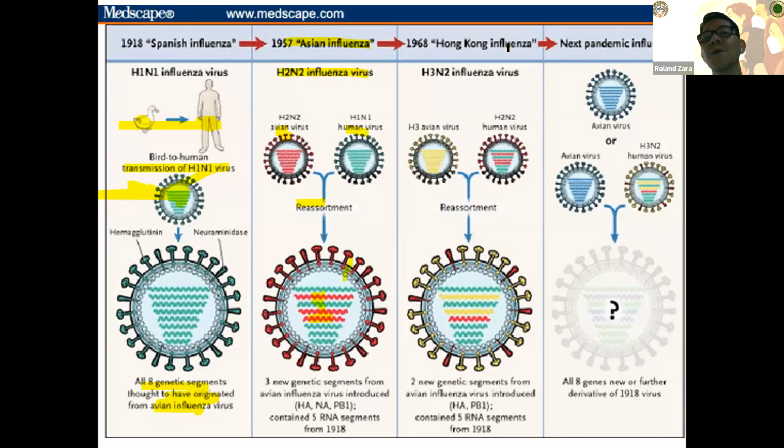1968, there was a Hong Kong influenza, okay, H3N2 influenza virus. The H3 of your avian binding with your human virus. So there's genetic reassortment, and there were 2 genetic changes. One, the yellow one here, 2 genetic. Okay, and we do not know what will come next. Okay. So this is your genetic reassorting.